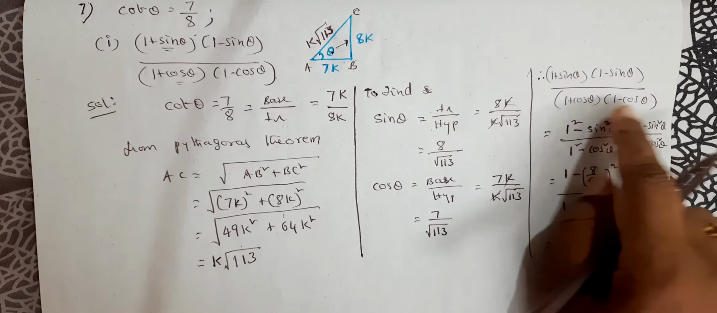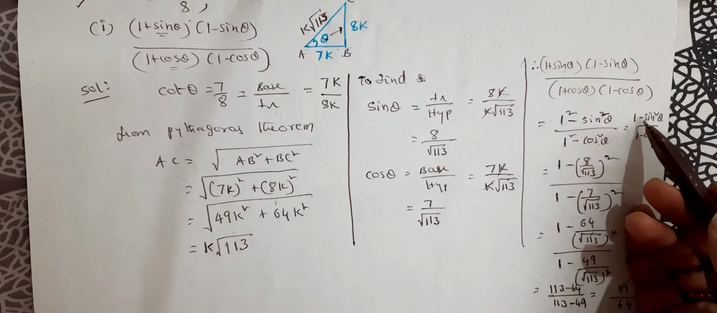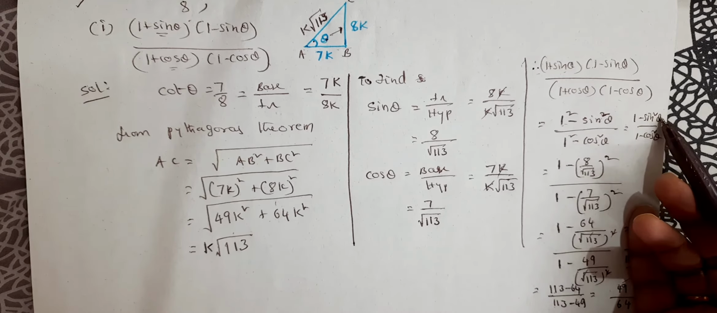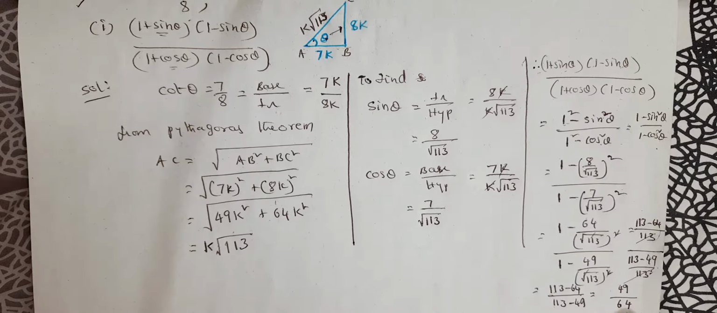I repeat this part again. See, it is in the form of (a plus b) into (a minus b). To make the problem get solved easily, I am first multiplying this using the (a plus b) into (a minus b) identity. That will be a square minus b square. So 1 square minus sine square theta. Similarly, in the denominator you will be getting 1 square minus cos square theta. 1 square is 1, therefore (1 minus sine square theta) by (1 minus cos square theta). Substitute the sine value here, 8 by root of 113 whole square, and 7 by root of 113 whole square for cos square. Now with further simplification you will get it as 49 by 64.